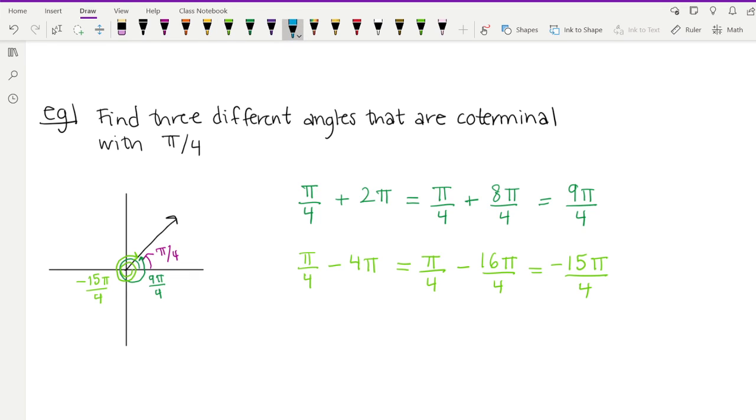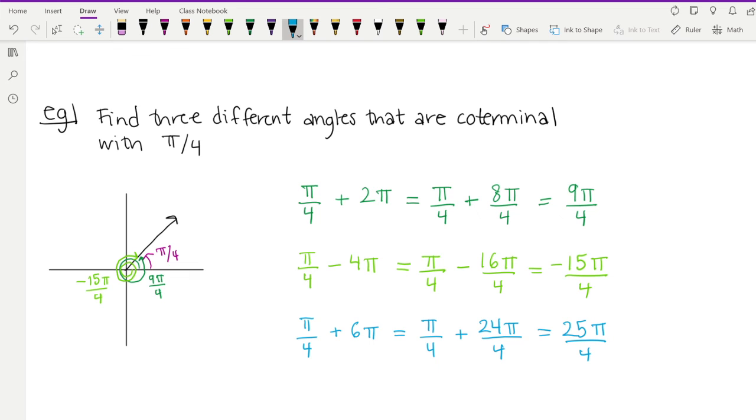All right, let's do one more. Again, let's go big on this one. So let's say we wanted to do pi over 4 plus, let's do 3 full rotations. So that would be 6 pi, right? 6 pi means it would be 3 times 2 pi, so that's like 3 extra rotations. So let's make a common denominator again. So we would have pi over 4 plus 24 pi over 4. And so that gives us 25 pi over 4.